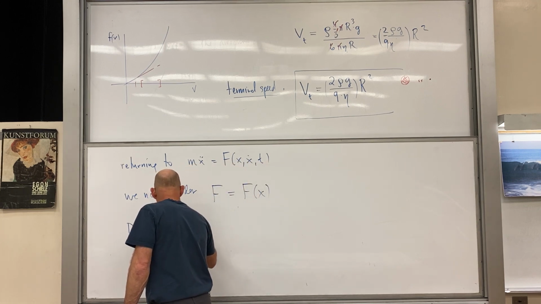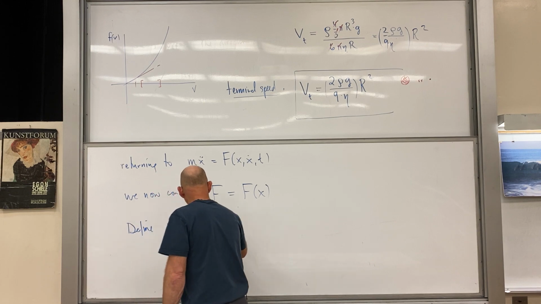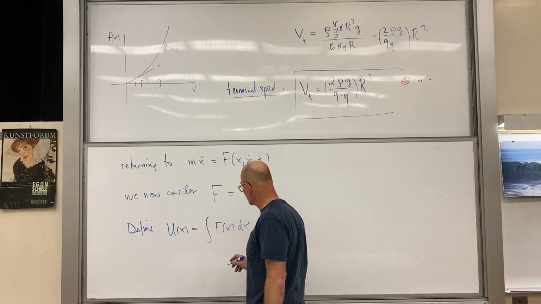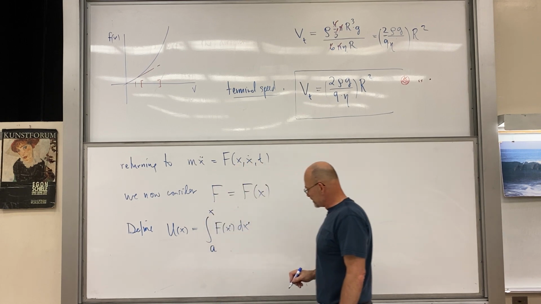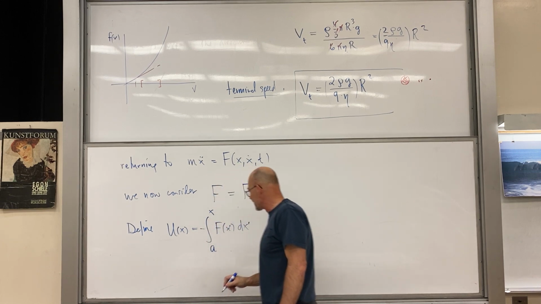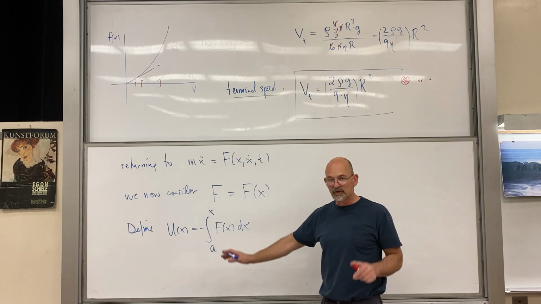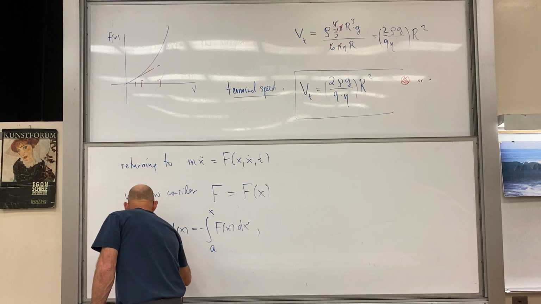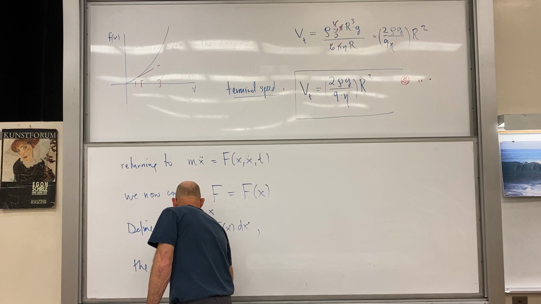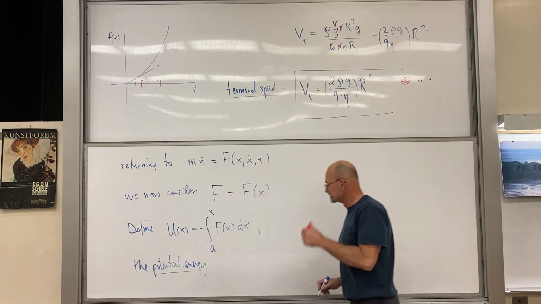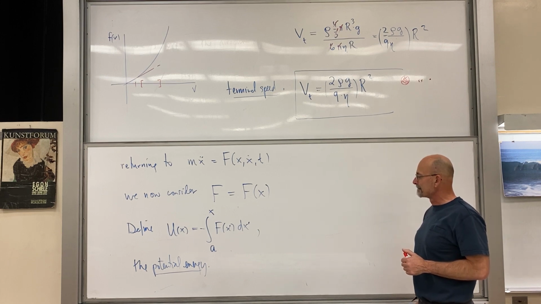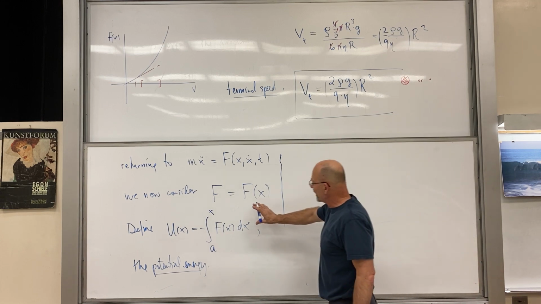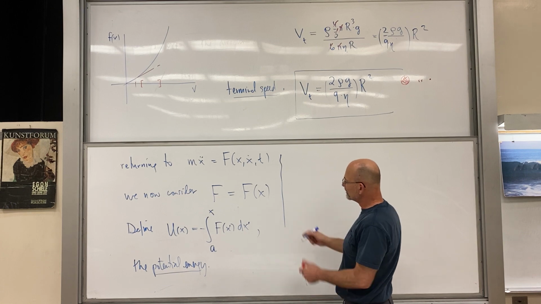So let's define u of x is equal to the integral of f of x' dx', we'll put a little prime here as the integration variable, from some position A to x, and put the minus sign in front. So this is just, right now, we'll introduce it formally as the potential energy function, the potential energy. Now I'm going to do the following. There are a couple of different ways to introduce this, and I'll probably just do both of them. But we have this now, it's just a relation to force, an integral of it, and a minus sign in front.